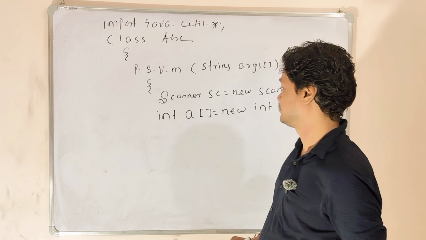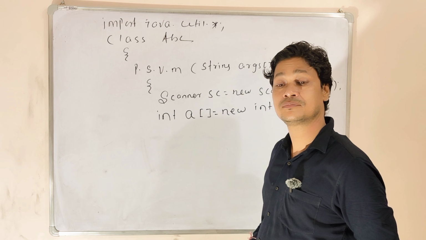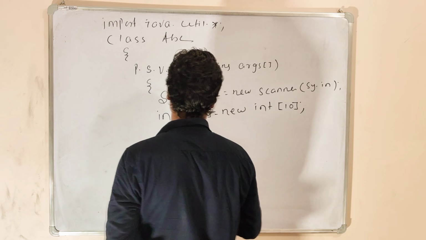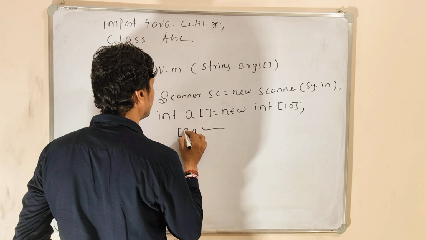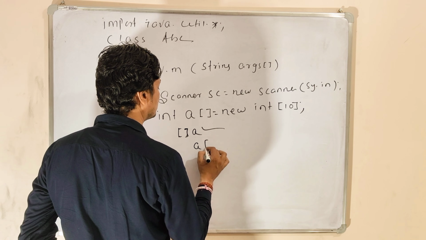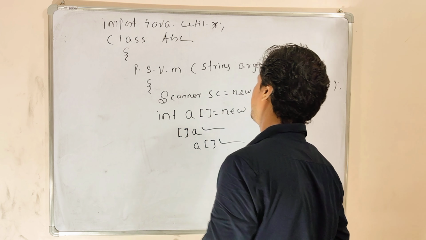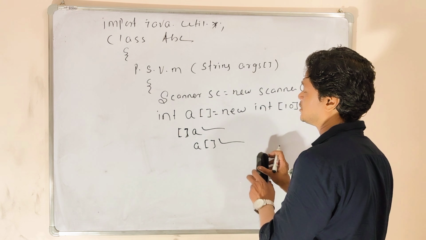Clear? Sir, can we write the square brace before A? Yes, that can be interchanged. You can write the square brace before A, it's correct, and A followed by the square brace is also correct. There is no problem. The square brace can be interchanged.